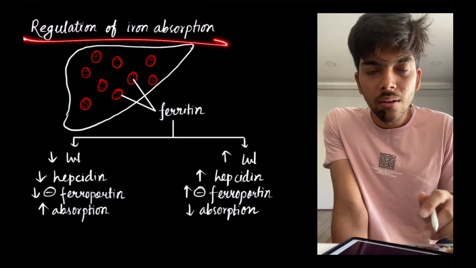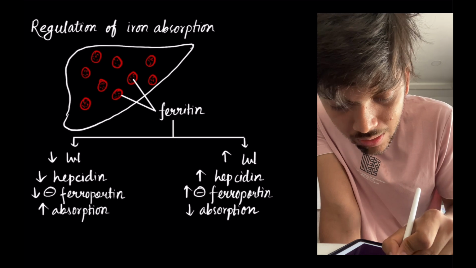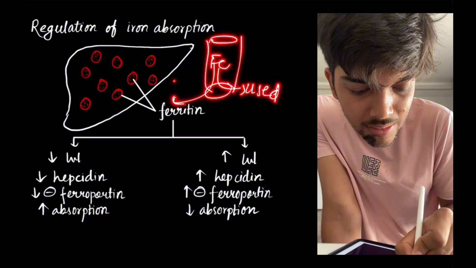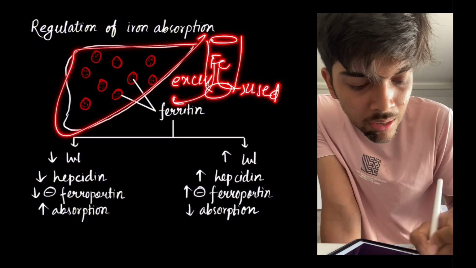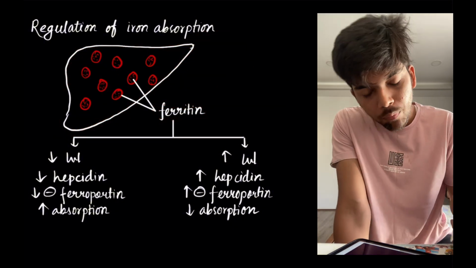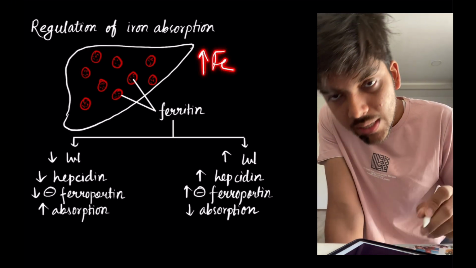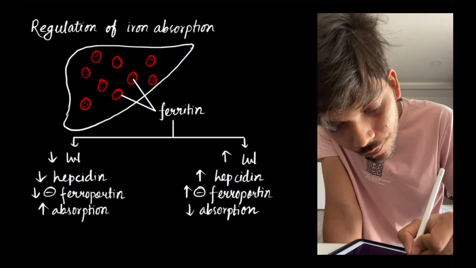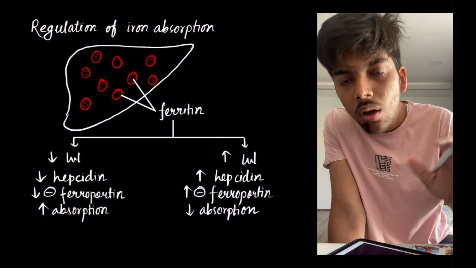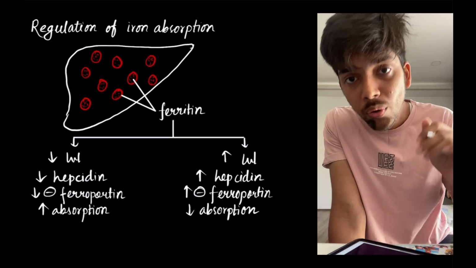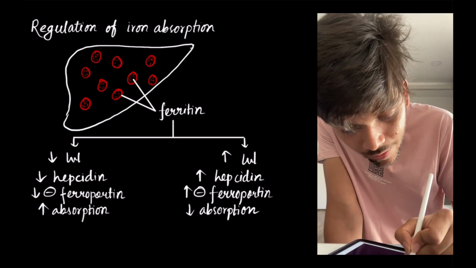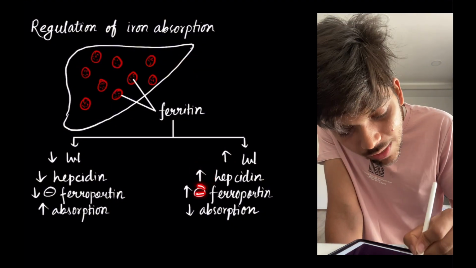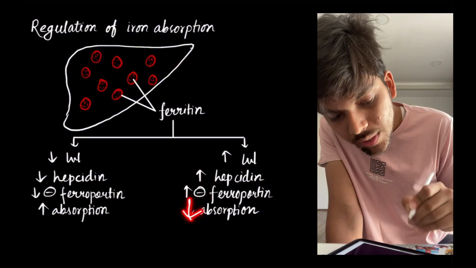Okay, regulation of iron absorption. So iron reaches your blood. This iron gets used, and the excess gets stored in the liver in the form of ferritin. As iron level increases, the stored form also increases. As stored form increases, the level of ferritin increases. That means no more iron is required by the body, so we need to decrease the absorption. How does this take place? Ferritin level increases, hepcidin released from the liver increases, inhibition of ferroportin increases, absorption decreases.